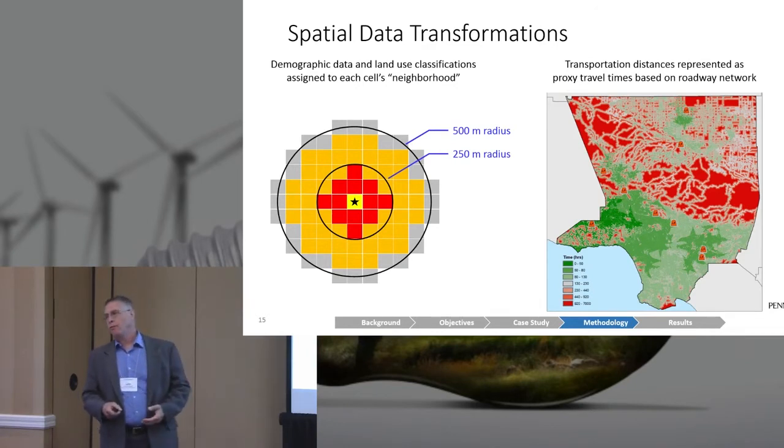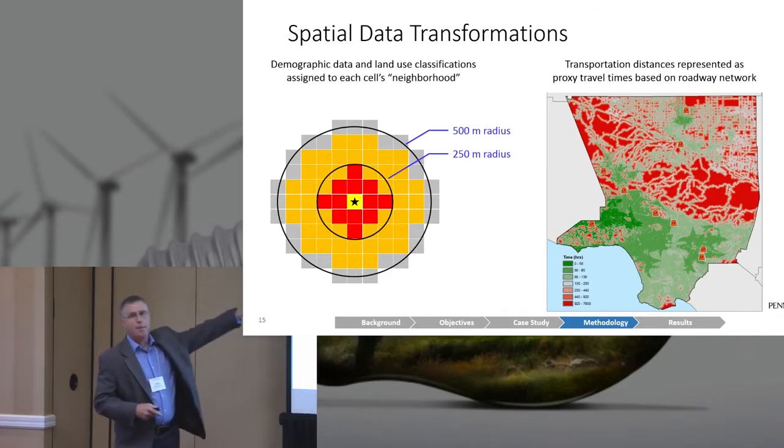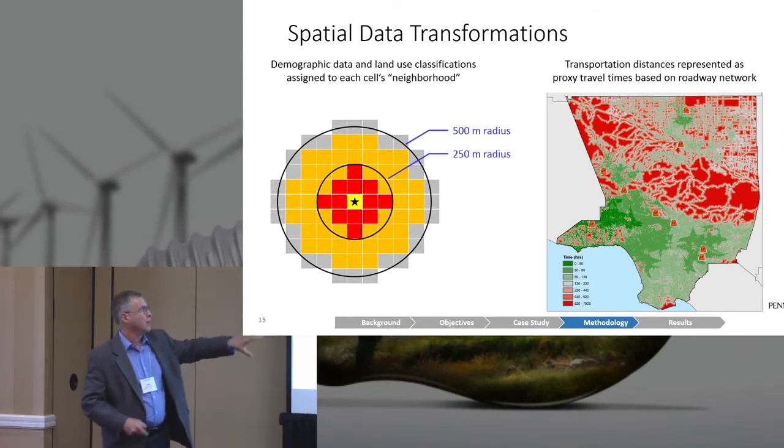We also have to do some spatial data transformations. It's not necessarily important to know what the income level is at a waste transfer station site. We want to look at the neighborhood. So for a lot of this information, we do a neighborhood analysis and do averaging to a point so we get a neighborhood characterization of that information.